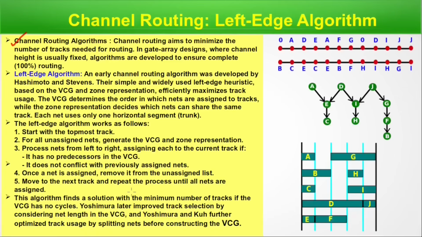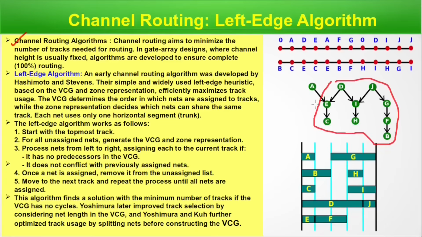So one at a time we are taking nets. Start with the topmost track. For all unassigned nets, generate the VCG and zone representation. Process nets from left to right, and assign each to the current track. Now we have started with the topmost track.